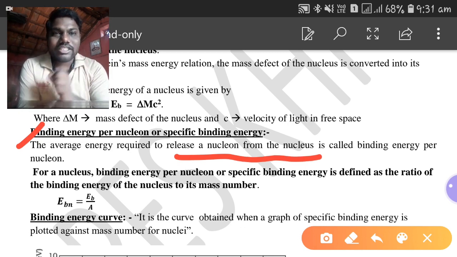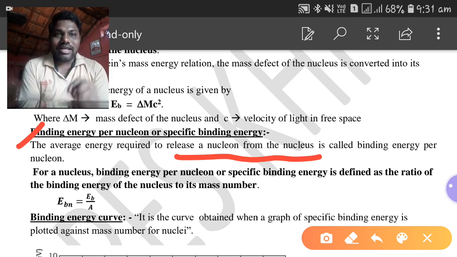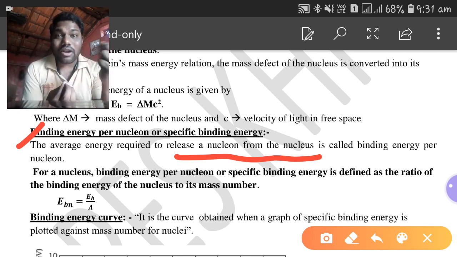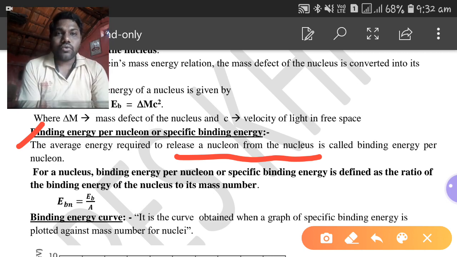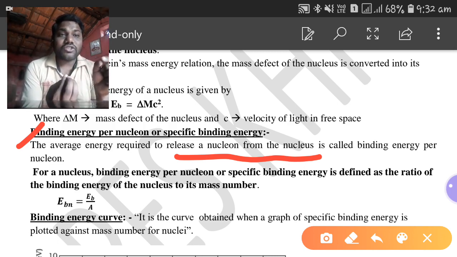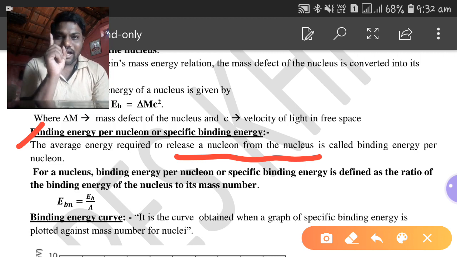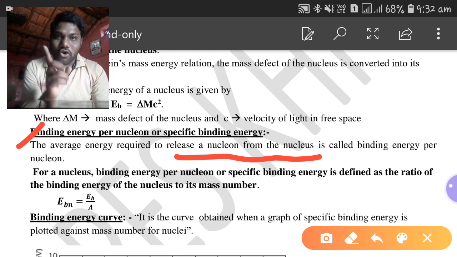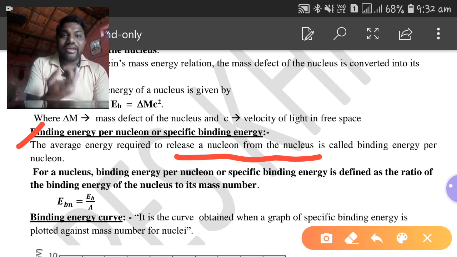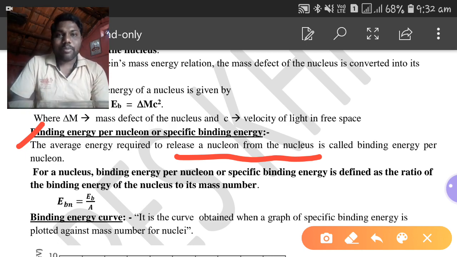The average energy required to release a nucleon from the nucleus is called binding energy per nucleon. A nucleon means only one nucleon, either one proton or one neutron. Is this clear? So this is nothing but binding energy per nucleon, or specific binding energy.